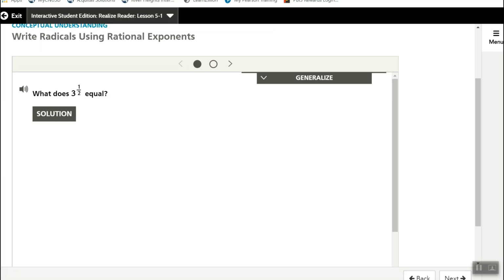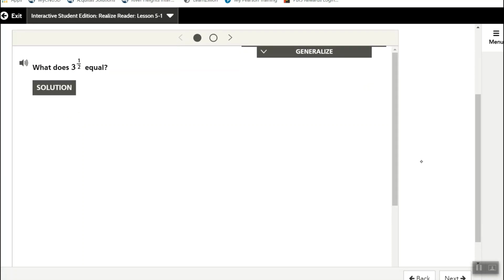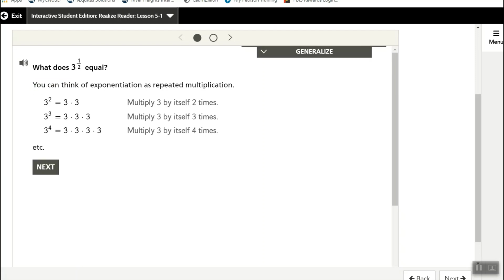So I'm kind of going to just read to you guys what it has in Pearson right here, and then I'll do some examples. It says, what does 3 to the 1/2 power equal? So let's go through this lesson a little bit. So you can think of exponentiation as repeated multiplication. This you already know. 3 squared is 3 times 3. 3 cubed is 3 times 3 times 3, and so on.